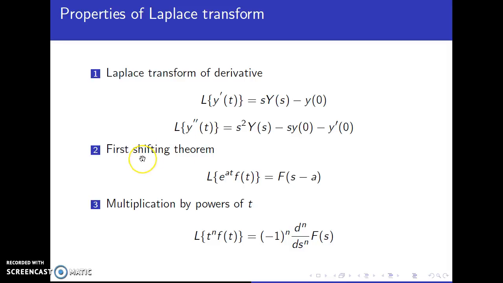Next, the first shifting theorem for the Laplace transform, that is the Laplace transform of e to the power of at into f(t), is nothing but the Laplace transform of f(t), that is F(s), replacing s with s minus a. Again, one more property, that is the multiplication by powers of t. The Laplace transform of t to the power of n into f(t) is nothing but minus 1 to the power of n times the nth order derivative of F(s) with respect to s.